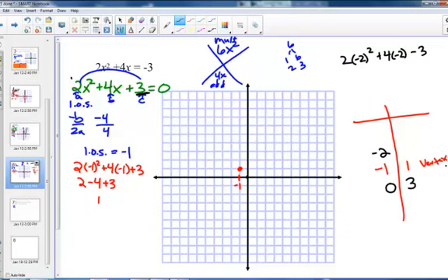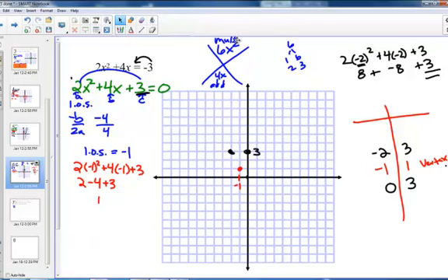plus 3. So -2 times -2 is positive 4, times 2 is 8. 4 times -2 is -8, and then plus 3, because remember we added it to bring it to this side. Okay, well this is great. So -2 also gives us 3. 0 gives us 3. -2 gives us 3. And it makes complete sense that this never crosses the x-axis because it's not factorable.